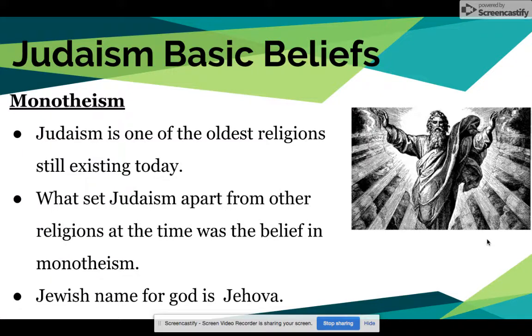We're going to start by looking at some of the basic beliefs of Judaism. You'll notice that some of these words and some of the basic beliefs also double as some of your vocab, so kind of review for that as well. But the first belief we want to look at is monotheism. Judaism is one of the oldest religions still existing today. In 6th grade, you may have learned about the Greek gods and goddesses or other religions that had multiple gods and goddesses. We would call those religions polytheistic, meaning they believe in many gods. So Judaism instead focuses on just believing in one God. And the Jewish name for God is Jehovah.